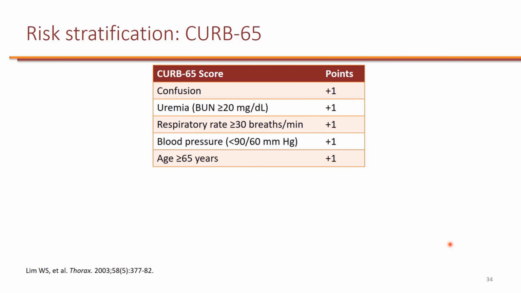The C stands for confusion. So if the patient has altered mental status, they get 1 point. The U is for uremia or BUN of 20 or higher, which will give you 1 point. The R is for respiratory rate of 30 or higher, which will give you 1 point. The B is for blood pressure of 90/60 or less. And of course, the 65 is for age 65 or higher.